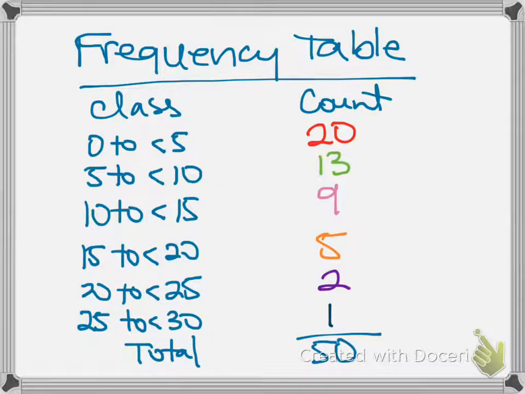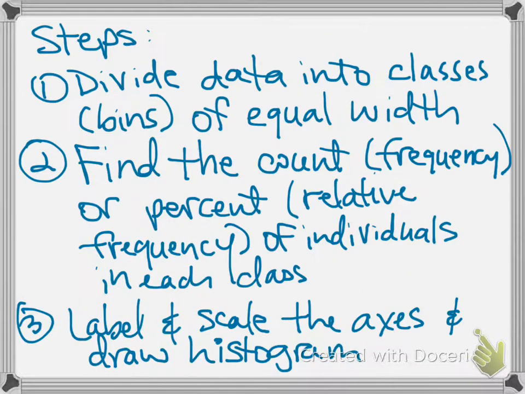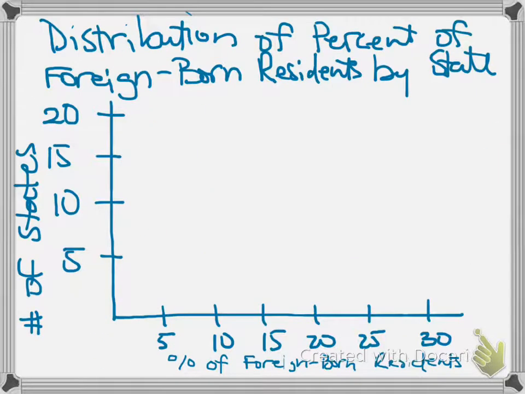So this is how we will start to create a histogram using this idea of a frequency table. Again, it's called a frequency table because we're dealing with the counts here in each of our bins. So that was step 2. Step 3 in the process of creating a histogram is to set up your axes, label and scale them, and then we'll draw in the histogram itself.